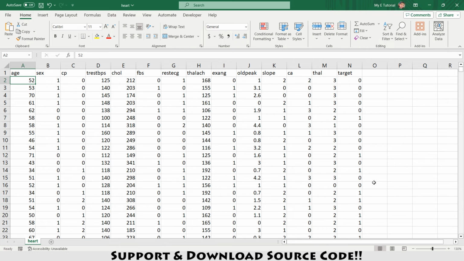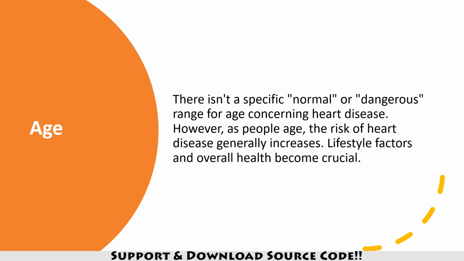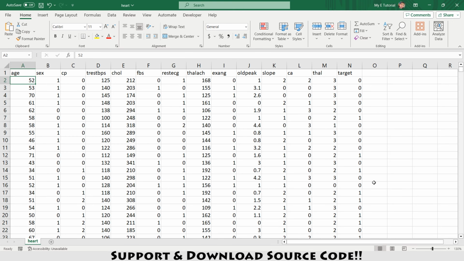So this is our dataset. Before starting the analysis, we must understand the dataset. In our dataset, the first column is for age. There is not a specific normal or dangerous range of age concerning heart disease. However, as people's age keeps increasing, the risk of heart disease generally increases. Lifestyle factors and overall health become crucial. In our dataset, we simply have the ages of the respondents.